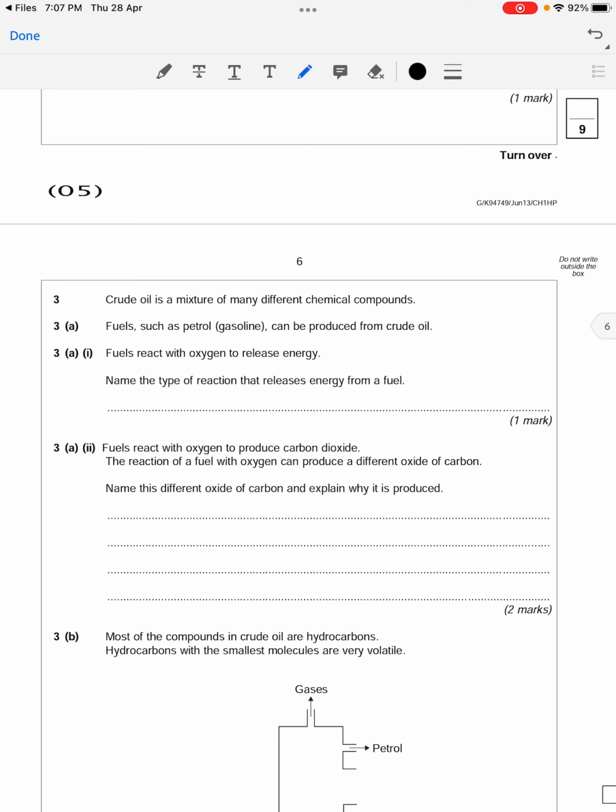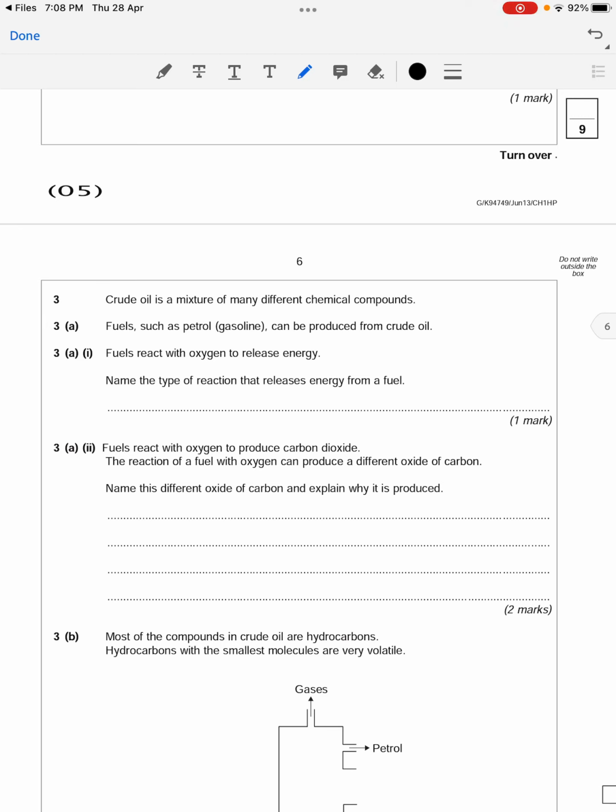So crude oil is a mixture of many different chemical compounds. Fuels such as petrol, gasoline can be produced from crude oil. Now the fuels react with oxygen to release energy. Name this type of reaction that releases energy from a fuel.